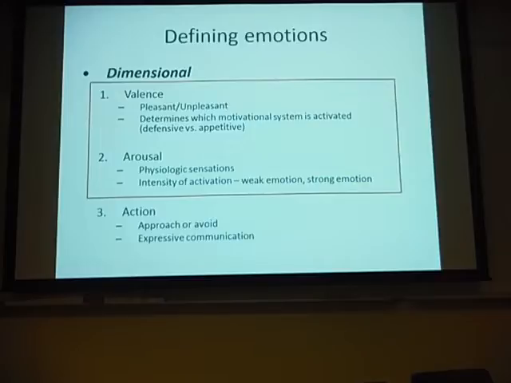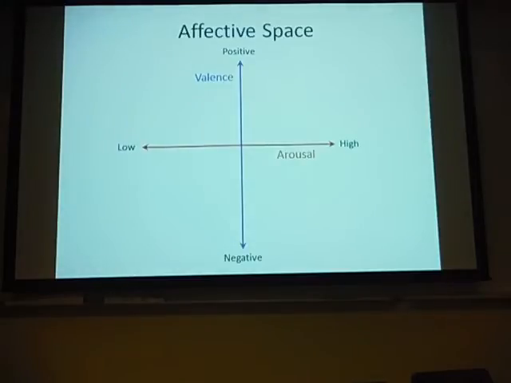So we can look at this model here, which is a two-dimensional model with valence, again, pleasantness, unpleasantness, across the vertical axis, with negative valence or unpleasantness more down towards the bottom and positive valence up towards the top. And on the horizontal axis is arousal, low arousal or high arousal. So emotions that have a high valence or a positive valence would be things like joy, surprise, or contentment. And we can kind of rank these according to, again, their arousal.